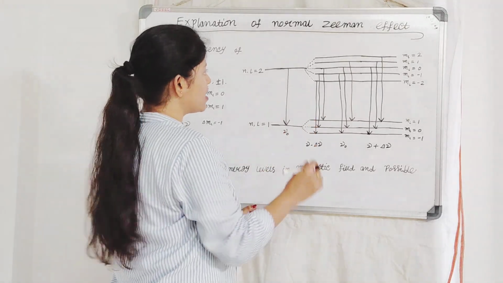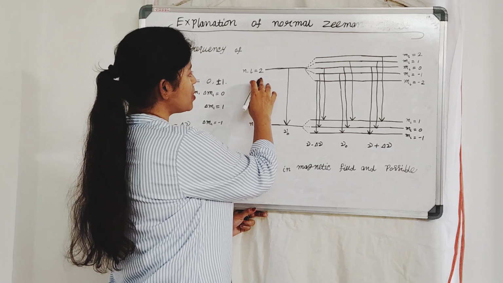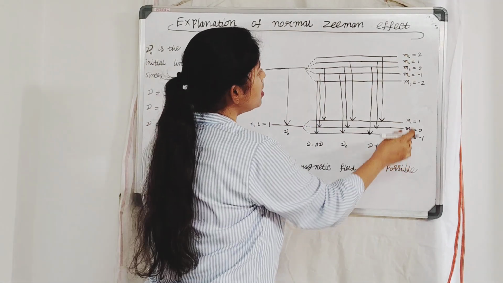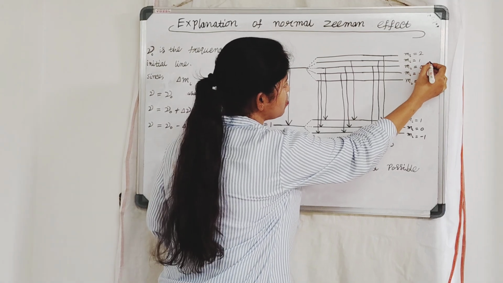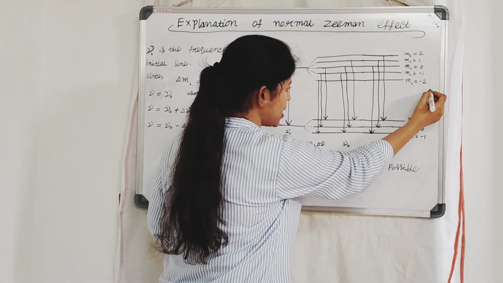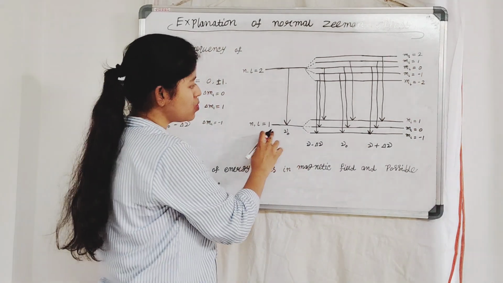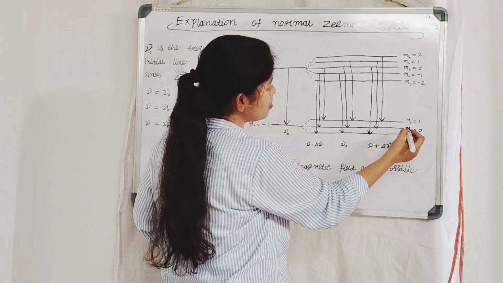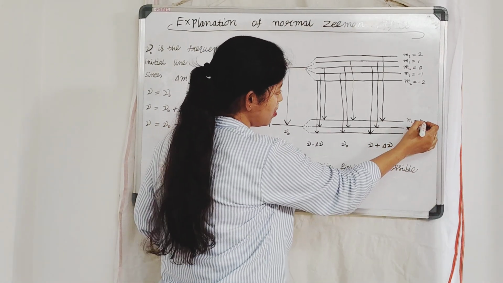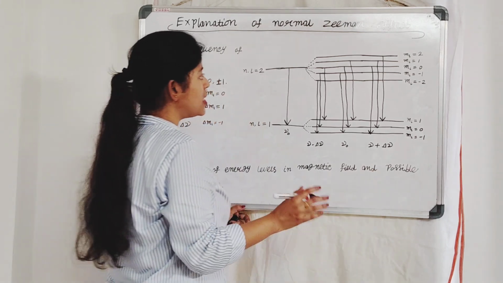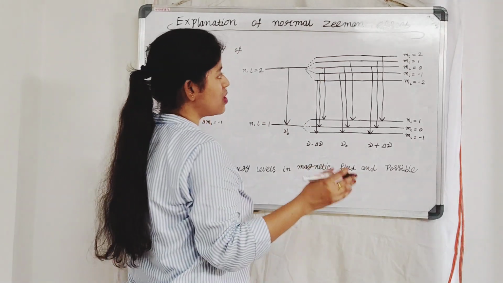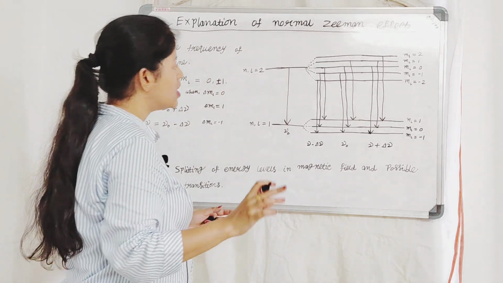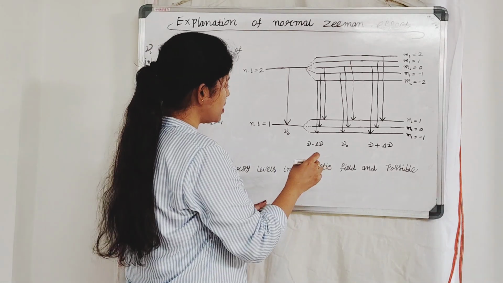So now from this diagram we can see that the L equals 2 state will split into different states depending on the value of ml, where ml can take values plus 2, plus 1, 0, minus 1 and minus 2. Similarly, the L equals 1 state will split into different states depending on the value of ml, where here ml can take values plus 1, 0 and minus 1. Now the transitions between these states will follow the selection rule, which is delta ml equals 0 and plus or minus 1.